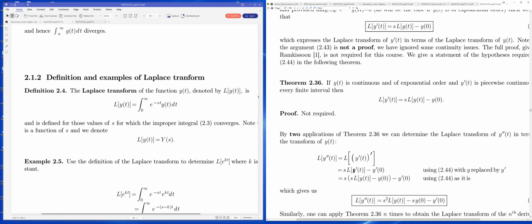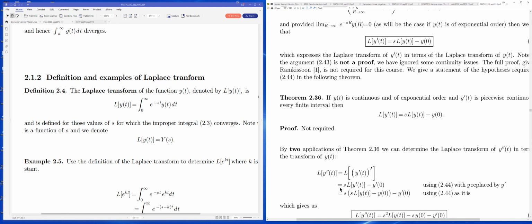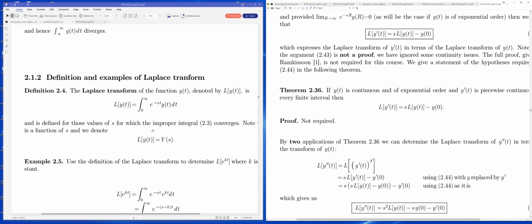And then you use this formula again for Laplace of y prime. The Laplace of the y prime over here you can replace by s Laplace y of t minus y0. So when you work this out, you get that Laplace of your second derivative is s squared Laplace y of t minus s y0 minus y prime 0.